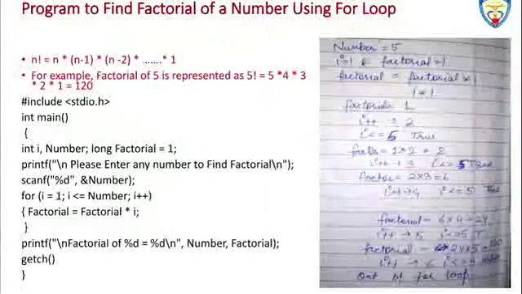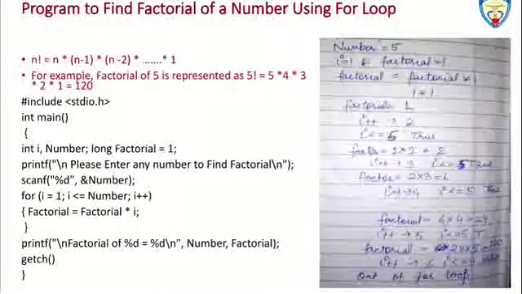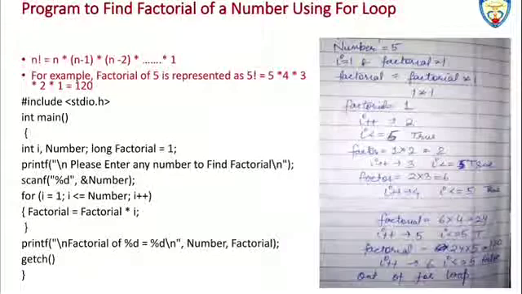So the statement outside the for loop is printf. We are printing the factorial of %d, the number we have, 5, equals the factorial we have obtained after the execution of the for loop, which is simply 24 into 5, 120. So the factorial of 5 equals 120. This is how we use the for loop for finding the factorial of a number.